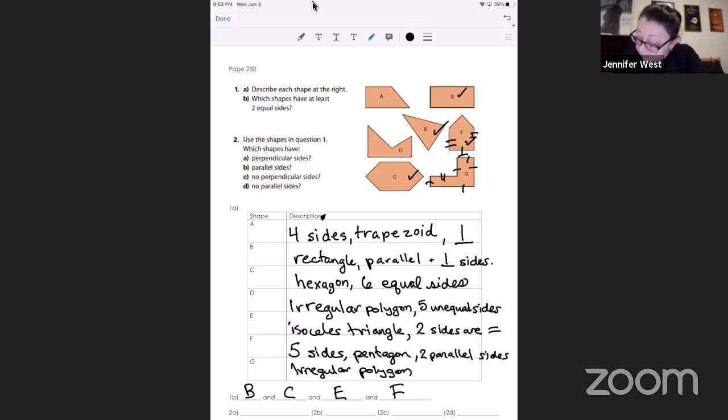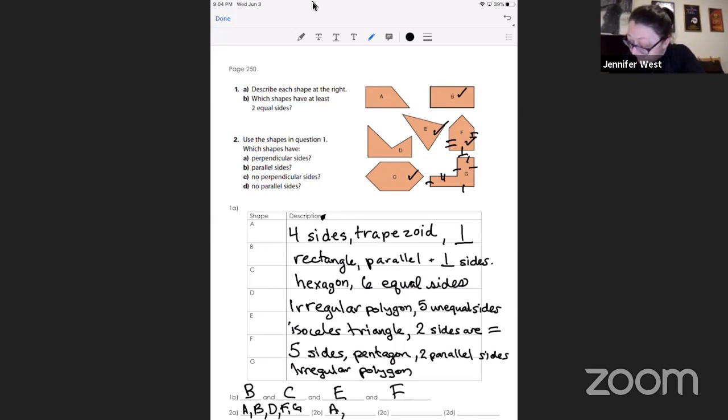2A. Use the shapes in question 1. What shapes have perpendicular sides? Okay, well, A does. B. D. F. And G.